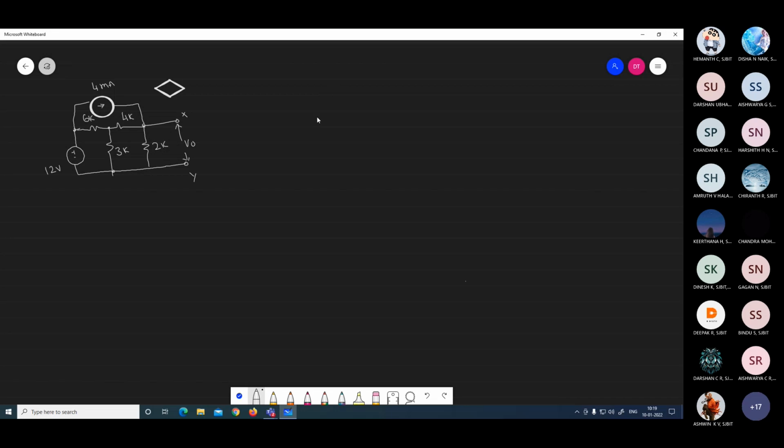Obtain the Thevenin's equivalent of the network shown between the terminals X and Y. Sir, X and Y is the load, 2K is the load. Right. So you have to remove the load and draw the circuit first in this diagram, to find this open circuit voltage.